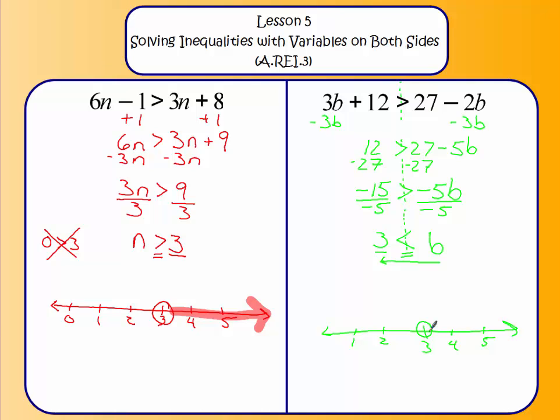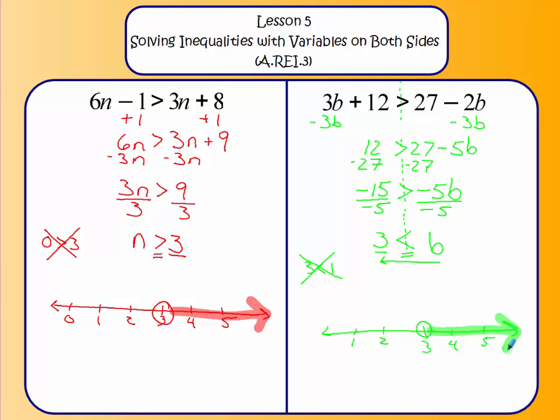Now remember, we don't go by which way the inequality is pointing. We're not just going to shade to the left because this is pointing to the left. We always just want to pick a number. Again, let's try picking 1. Is 3 less than 1? No, that's not true. So I do not want to shade towards the number 1. I want to shade towards the other direction, this way. And that's all you have to do.